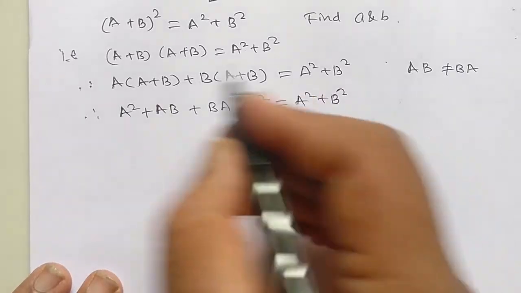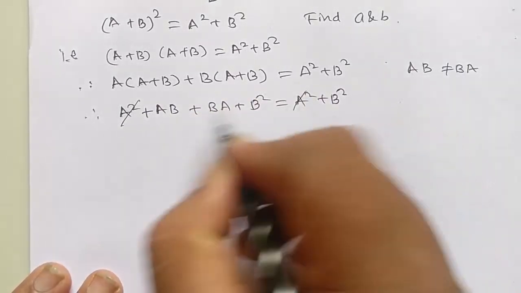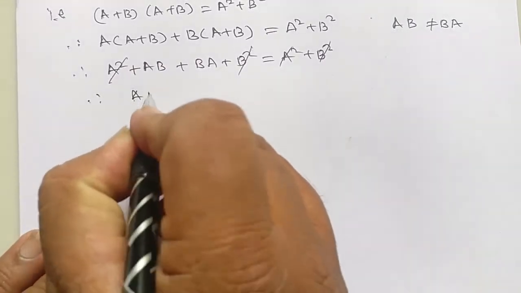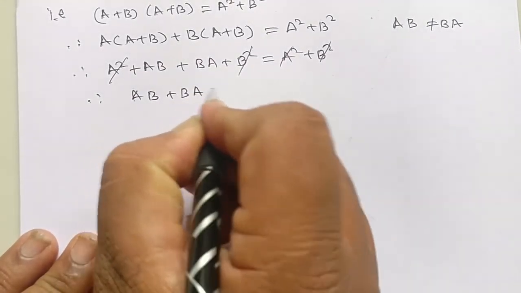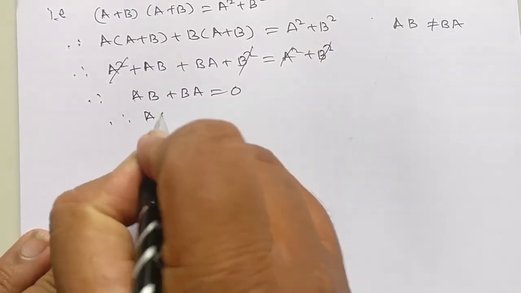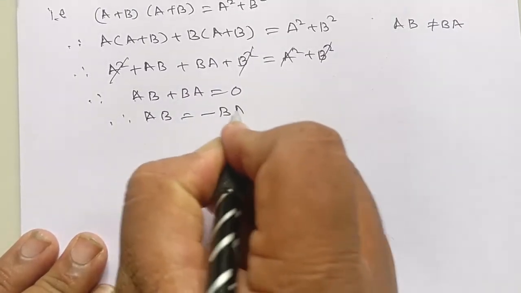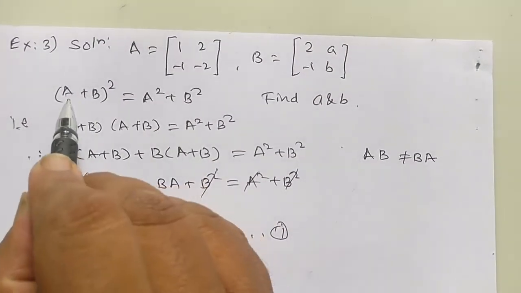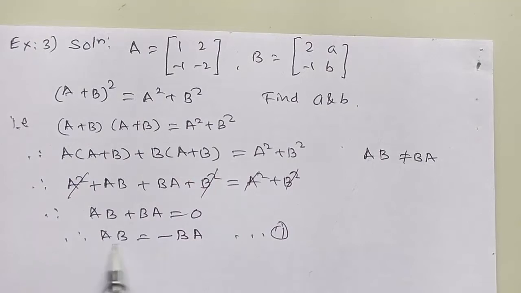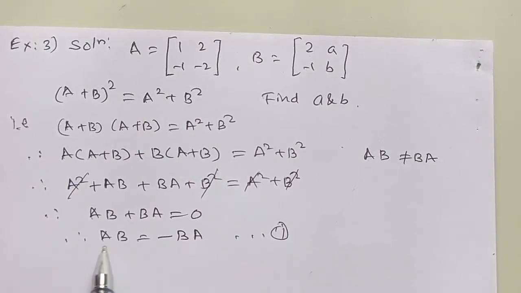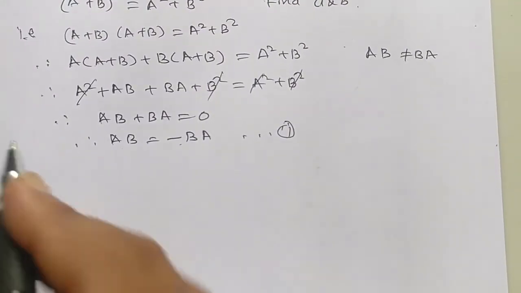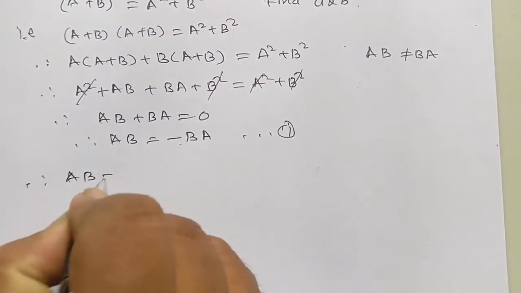Now cancelling the same factors, A square and B square on the left and right hand side, we get AB plus BA is equal to 0. Therefore AB is equal to minus BA. This is equation number 1. Now, it is very simple to use these relations. Here we have to find AB and BA and equate them with a negative sign. Therefore first we find AB.